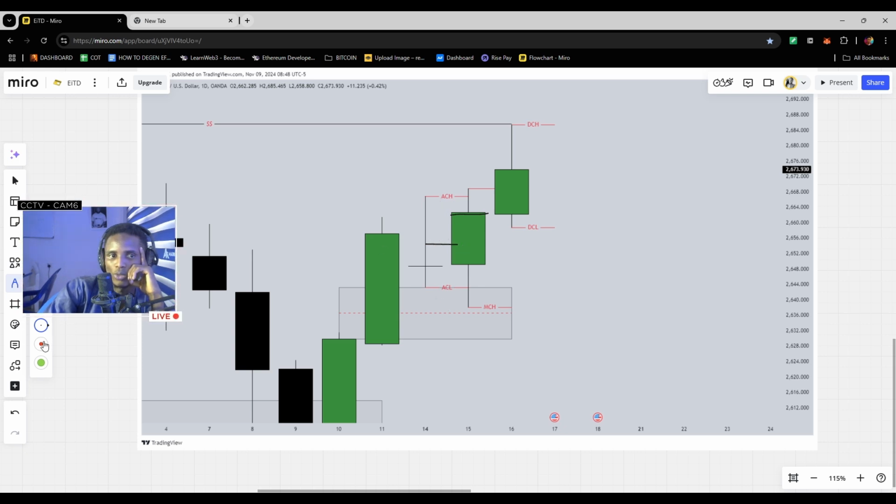In that case, what will you do? Instead of grading the manipulation wick and expecting this candle to open up and tap down, no, it will not happen. Instead, you grade the whole manipulation candle range. If you grade it, you have your levels like this. You have your 75% here, your 50% here, and you have your 25% here.